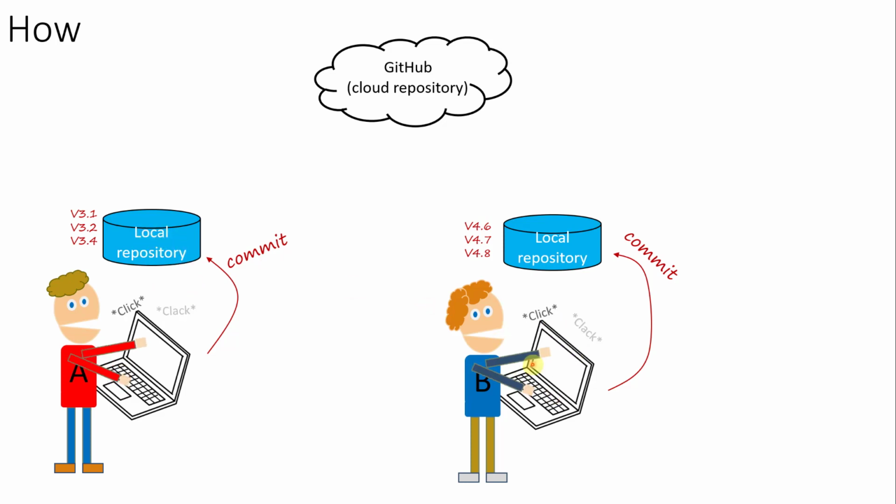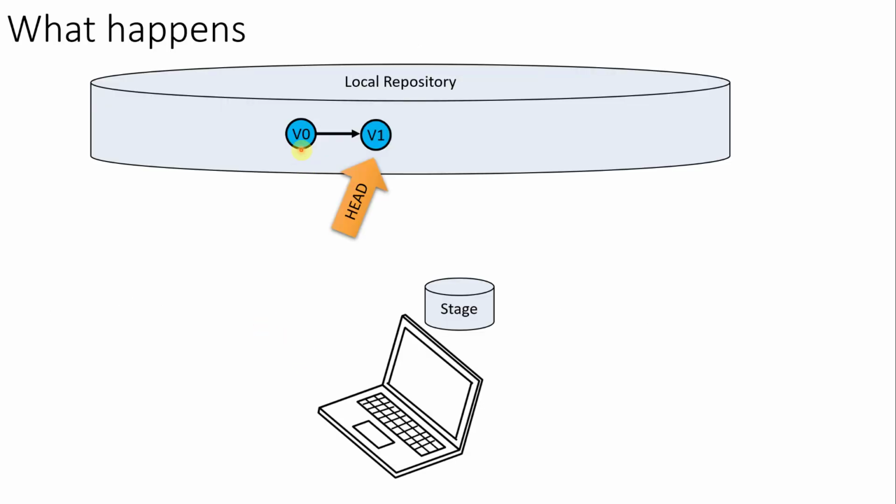And this person over here is also making commits to the local repository. So making these quick saves, you might consider them. That's what I consider them. So what happens? Right, we have some versions.